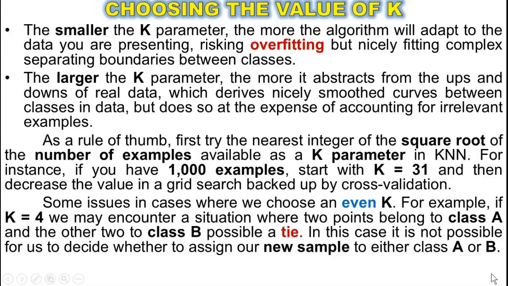There are some issues in cases where we choose an even k. For example, if k is equal to 4, we may encounter a situation where 2 points belong to a class A and the other two to a class B. And therefore, there is a possible tie. In this case, it is not possible for us to decide whether to assign our new sample to either class A or class B. So therefore, we need to choose an odd value for the hyperparameter k, not even.